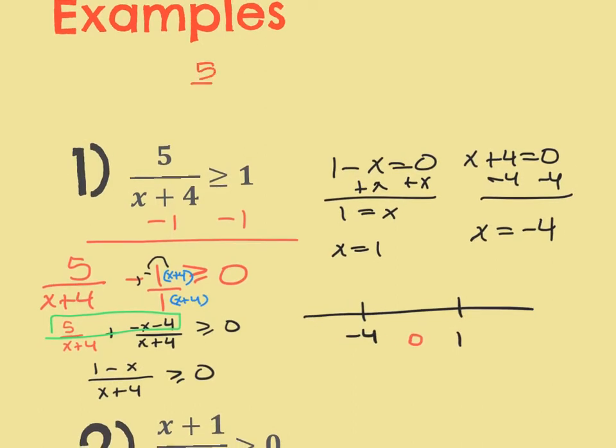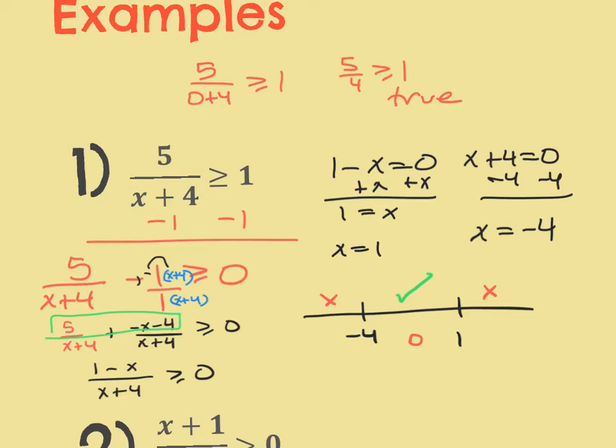So 5 over 0 plus 4 greater than or equal to 1. 0 plus 4 is just 4. So 5 over 4, is that greater than or equal to 1? Yes, it is. 5 over 4 is like 1 1/4 or 1.25. So this is true. So my section with the 0 gets the check mark, and then the two sections on the outsides get the x's. So now what I need to do is write interval notation for this and graph it.